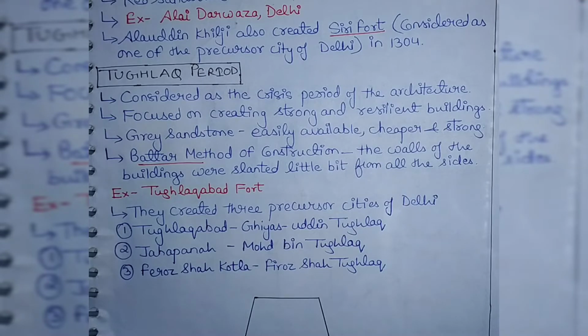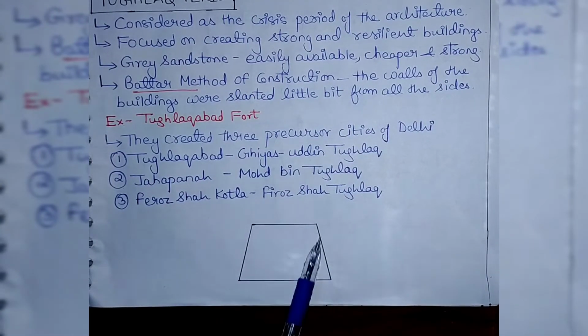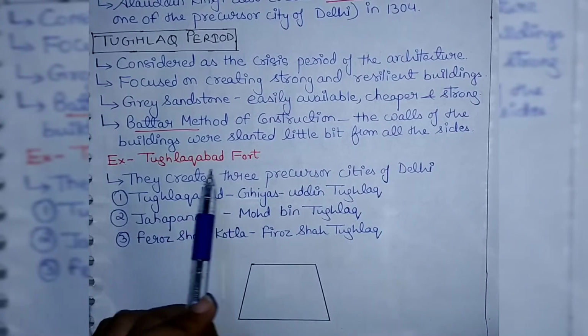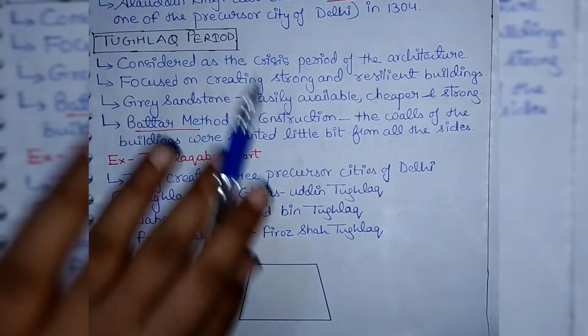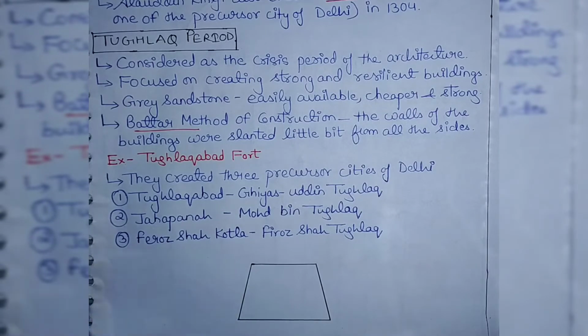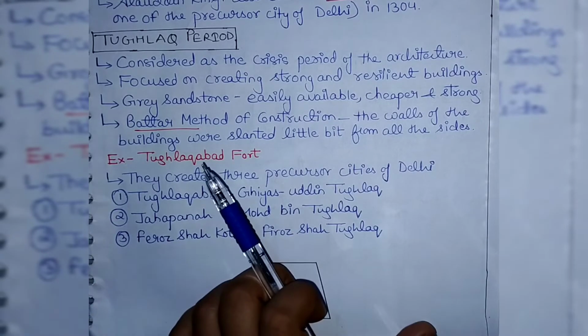In the batter method, the walls of the buildings were a little bit slanted from all sides, like you can see here in the diagram. An example is the Tughlaqabad Fort. The rulers of this period created three precursor cities of Delhi. One is Tughlaqabad, created by Ghiyasuddin Tughlaq. Second is Jahanpanah by Muhammad bin Tughlaq, and Firoz Shah Kotla by Firoz Shah Tughlaq.